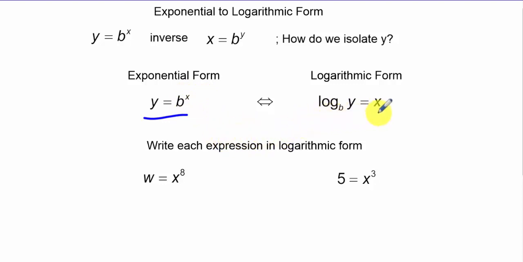Now, how do you get from one to the other? I use kind of a baseball reference. If we take the base in each case and slide the base to the other side, and introduce the log function, then we have log base b of y is equal to x. Likewise, if we take a logarithmic form and slide the base under the other side, that becomes the base, and we remove the log, it becomes an exponential.